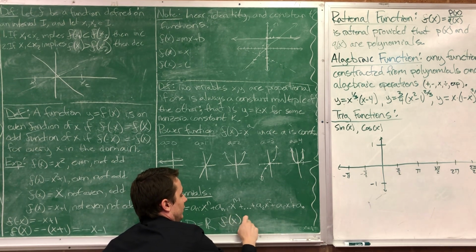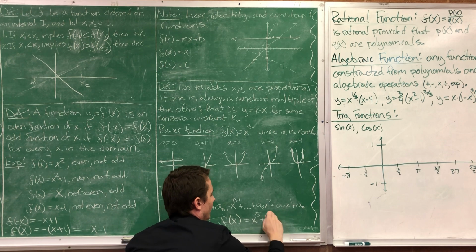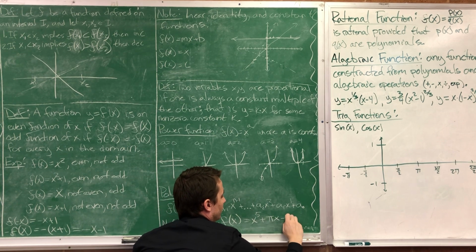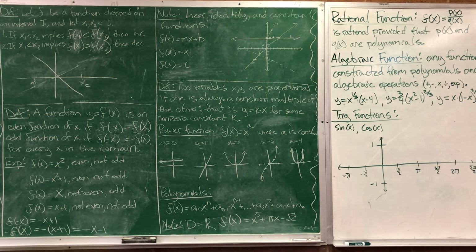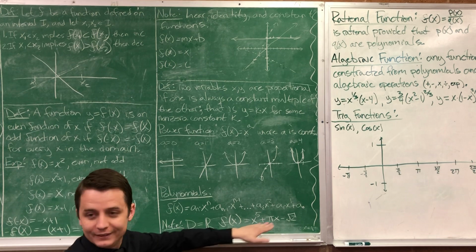So f of x is equal to x to the 5 plus pi x minus square root of 2. Is that a polynomial? Yeah. I think so. I don't know. What do we think, Jeremy? We need some tiebreakers in here. Yes. Doesn't the exponentials have to decrease? Oh, but then they're all by 0. No. Too bad. The answer is yes.